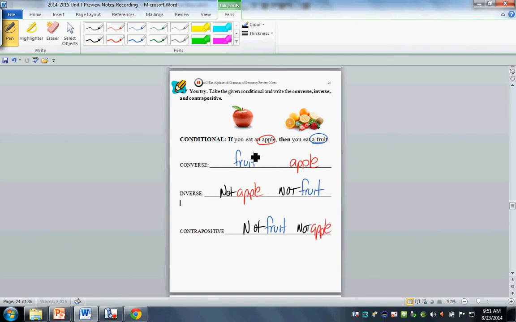So the conditional is if you eat an apple, then you eat a fruit. The converse is going to be if you eat a fruit, then you eat an apple. Inverse is going to be if you not eat, obviously I'm shortcutting the grammar here, an apple, then not eat a fruit. Contrapositive is if not eat a fruit, then not eat an apple.